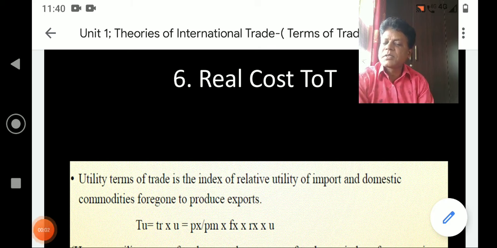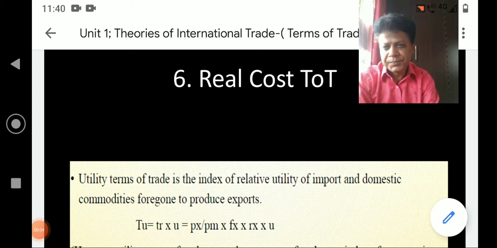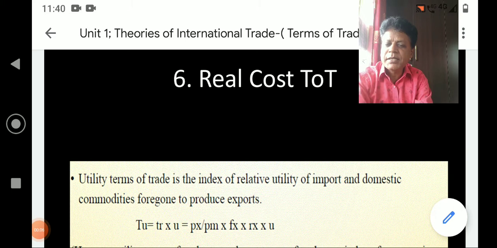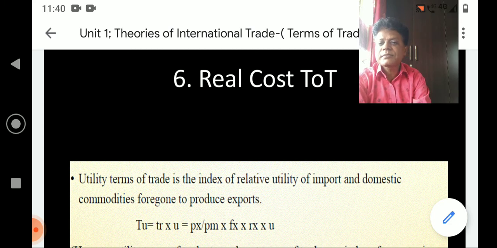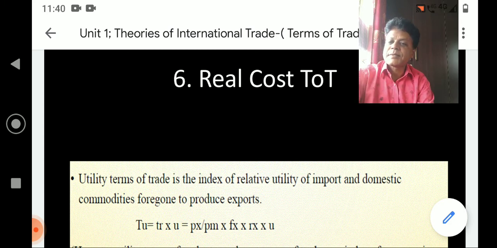Friends, we are studying about different types of terms of trade. In previous videos, we have studied 5 different terms of trade. And in this video, we shall begin with the 6th one, that is real cost terms of trade.